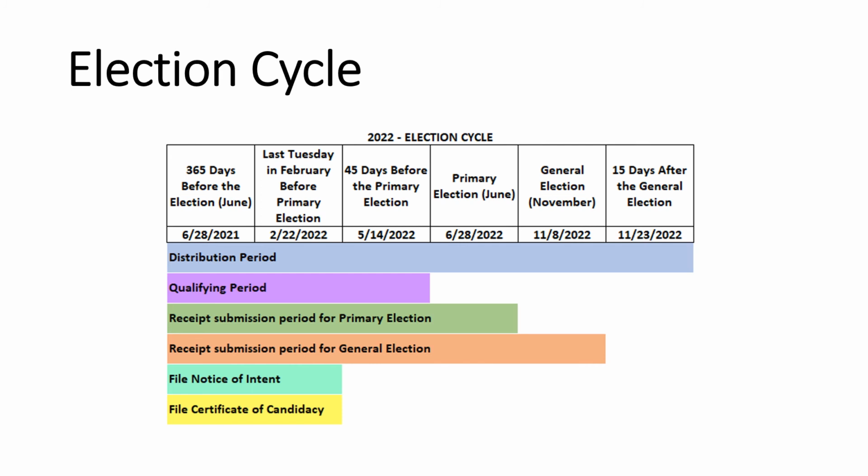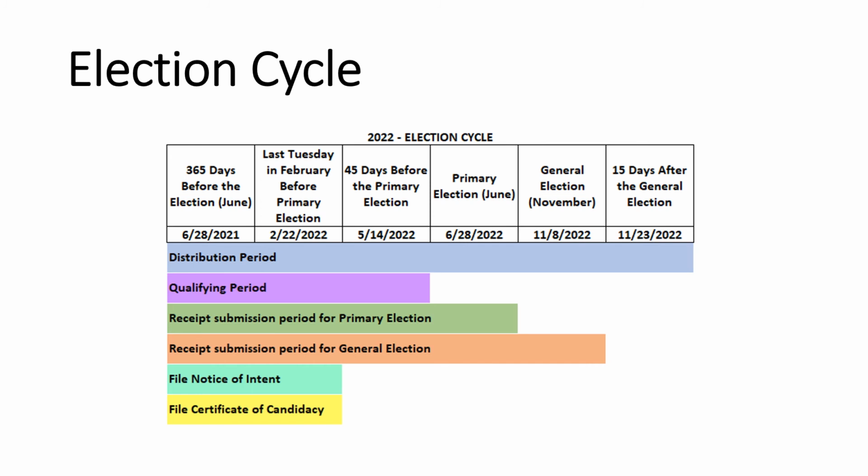Candidate filing notice of intent, February 22nd, 2022. Candidates must file a notice of intent with the Board of Elections no later than 9 p.m. on the last Tuesday in February in the year in which the primary election will be held.